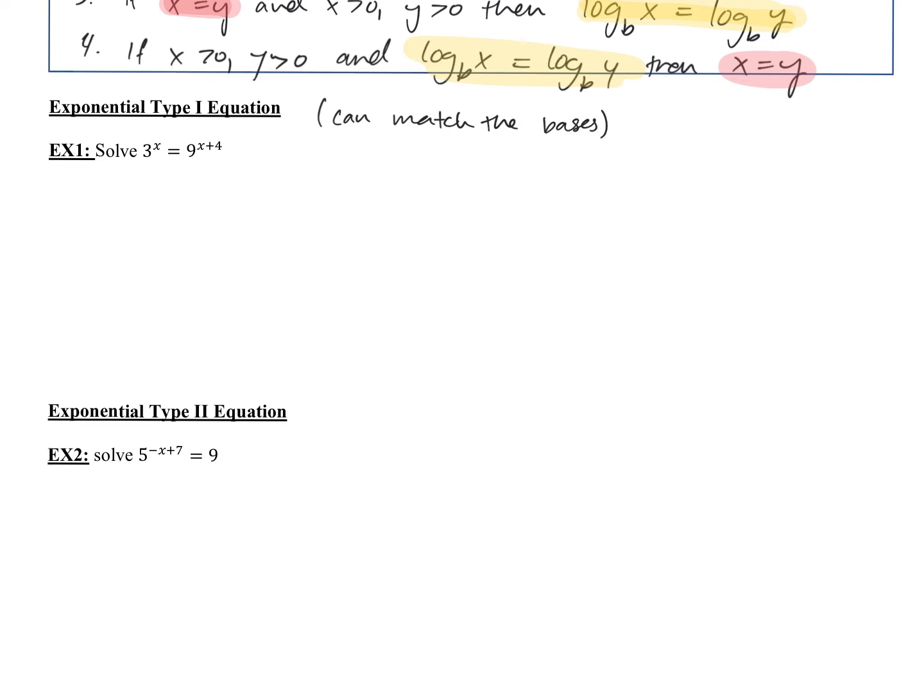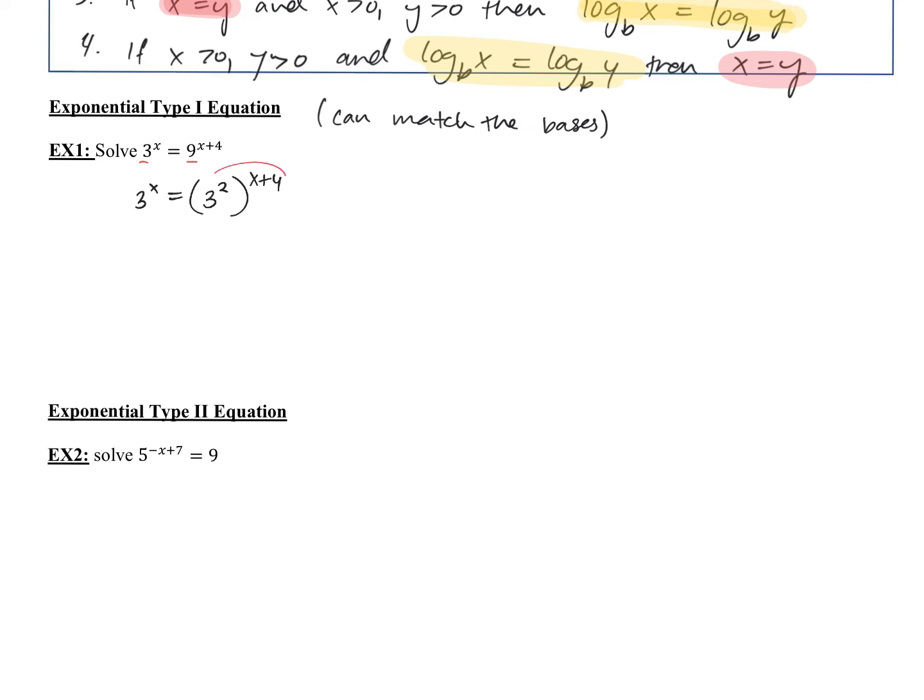First off though, is this exponential? It is. How do I know? Well, the variables are in the exponents. Okay, so it's exponential, and then I ask myself, is it a type 1 or type 2? Well, if I can match the base, it's a type 1. So let's see. 3 and 9. You know what? I can make 9 look like 3. So 3 to the x power is going to equal, and then 9 I can rewrite as 3 squared. And that's to the x plus 4.